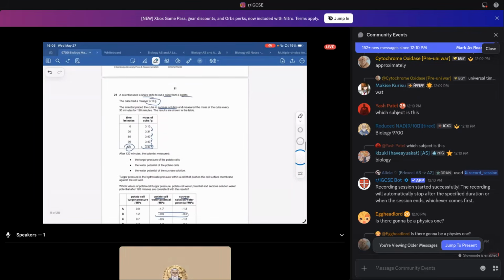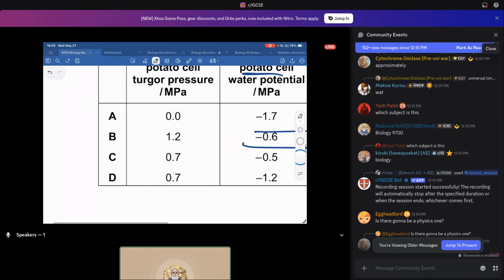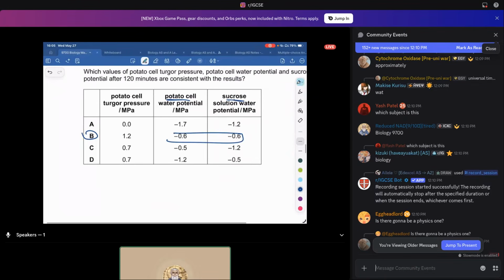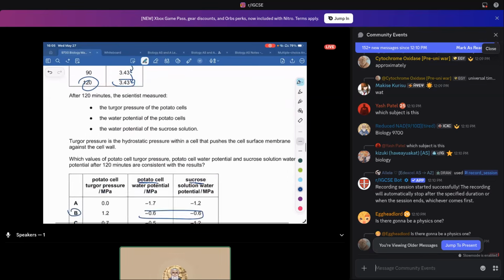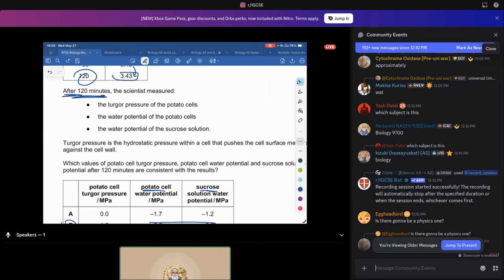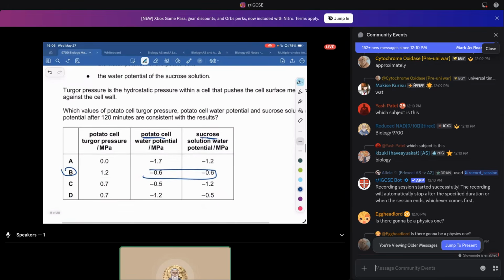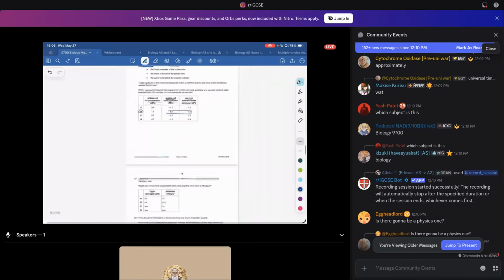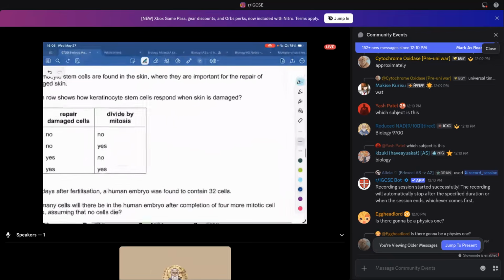Immediately, without even thinking. Now the trigger pressure is obviously going to be, this one doesn't really matter, it's just a thing. Now notice here, it's after 120 minutes that the scientists measure them. Beforehand, the potato cell water potential would have been lower than the sucrose solution water potential. So the answer would have been C, but this is after the measurement. Moving on.